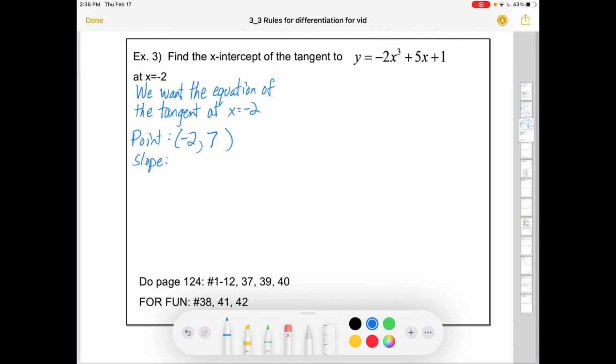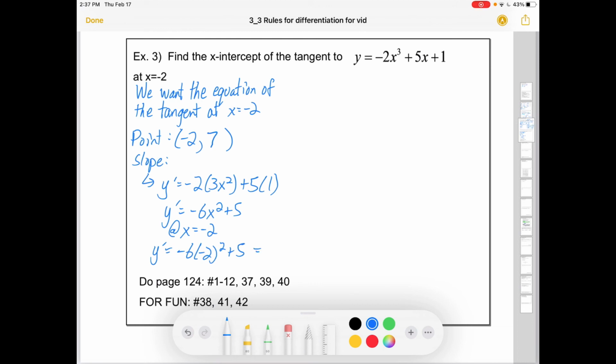And I'm going to start working on finding slope. And to do that, I'll differentiate. Yes, I could use the limit as h goes to 0, but it's going to take forever. So the slope anywhere is just negative 6x squared plus 5. We don't want the slope anywhere. We want the slope at x equals negative 2. But it's easy to find that derivative function and then just sub it in. So the slope at negative 2 is going to be given by this, which works out to be negative 19.